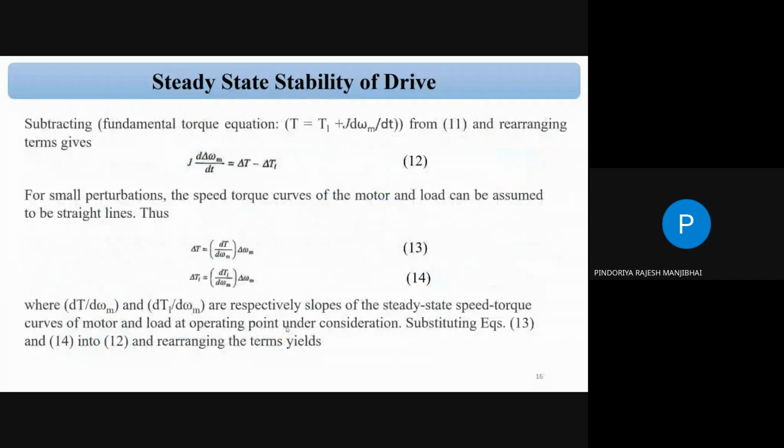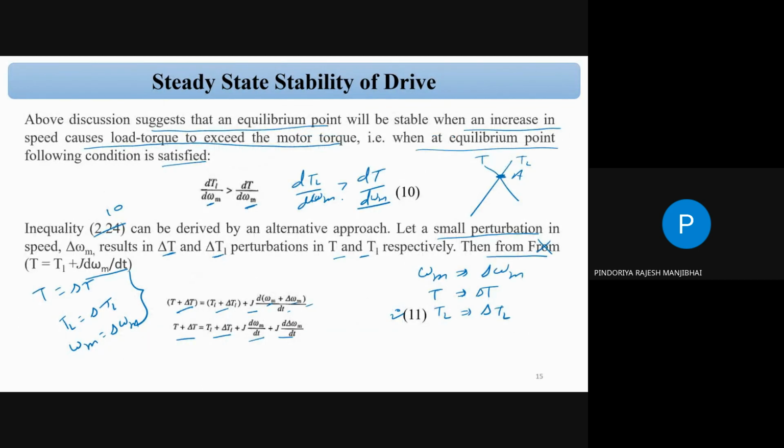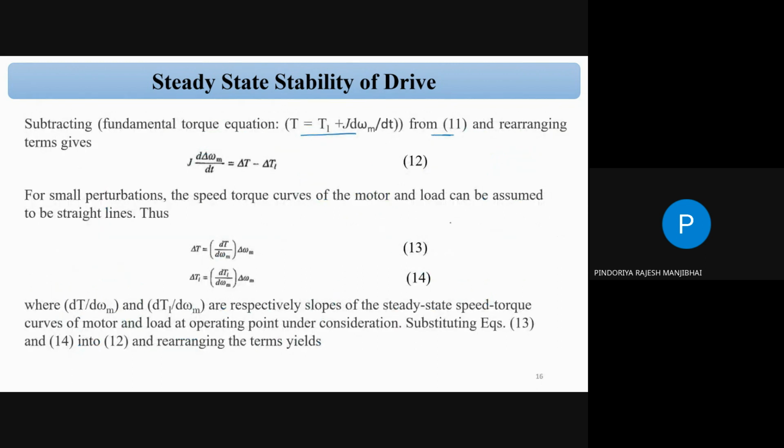Okay. So, last two slides. Now we can state the fundamental torque equation. We can substitute the fundamental torque equation from equation number 11. So this is your final equation. We can substitute the fundamental torque equation and rearrange equation number 11.